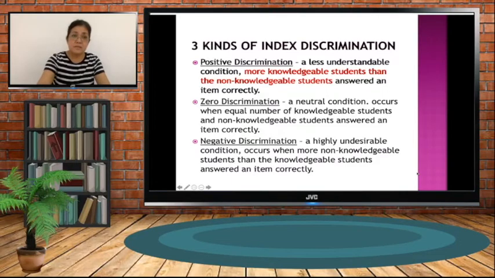So, for emphasis, for positive discrimination, more eligible students than non-eligible students got the correct answer. For zero discrimination, there is an equal number of eligible students and non-eligible students with the correct answer. And lastly, for negative discrimination, this is where the non-eligible students were able to answer the items correctly more than the eligible students. So these are the three kinds of index of discrimination, namely positive discrimination, zero discrimination, and negative discrimination.